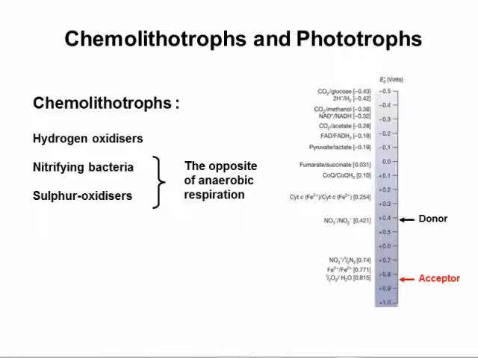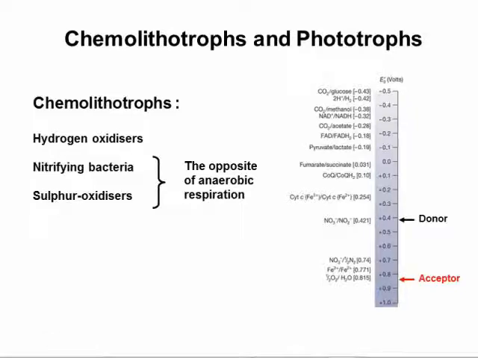Chemolithotrophs. So basically, the source of electrons is inorganic. This will be the base of their source of energy for chemolithotrophs. And they will all fix inorganic carbon. Three different types of chemolithotrophs: hydrogen oxidizers, nitrifying bacteria, and sulfur oxidizers.